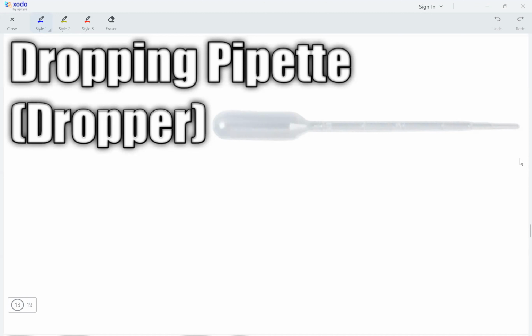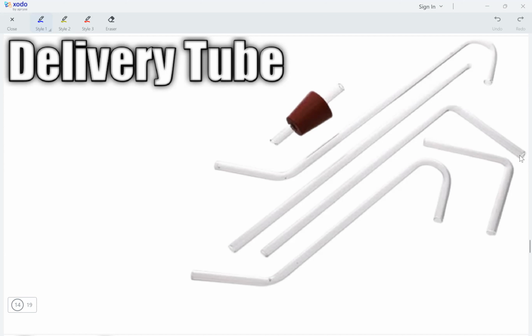Delivery tubes are made of glass and are used to transfer usually gases from one test tube or boiling tube into another one. For example, in order to test for the production of carbon dioxide gas in a boiling tube that contained an acid to which calcium carbonate was added. So calcium carbonate in acid would produce CO2 gas.